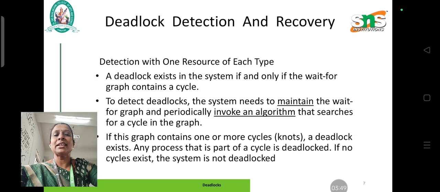If the graph contains more than one cycle, or a knot, then it means that a deadlock occurs in the system. Any process that is part of the cycle is deadlocked. If there is no cycle, the system is not deadlocked. This way, we can identify a deadlock in a system.